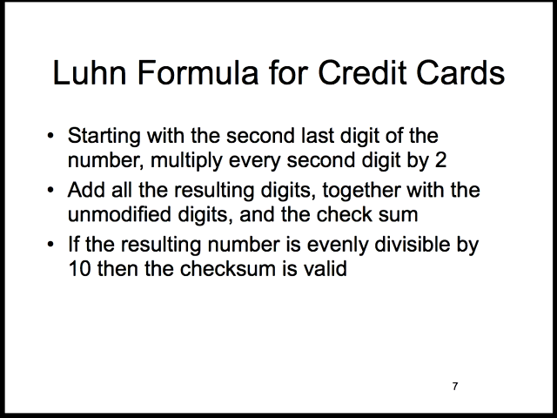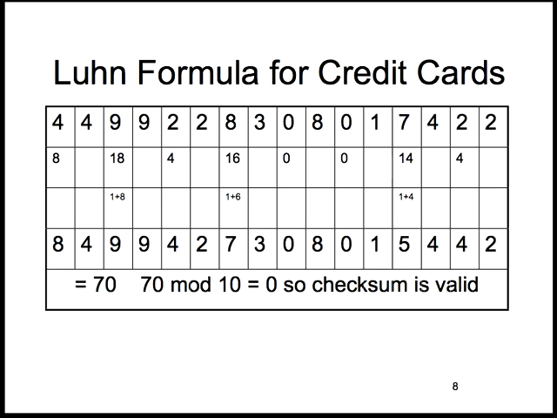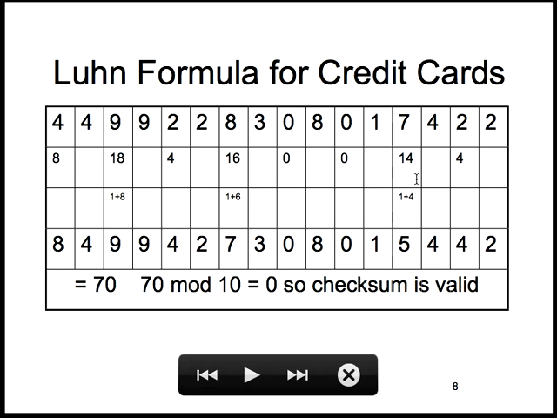And then you add up all those numbers together, all of them, the ones that were modified and the ones that weren't, and then the result should be evenly divisible by 10. So it's easier to look at the maths than it is to actually do it. So every second digit gets multiplied by 2. Okay? So 2 times 2 is 4 here, 7 times 2 is 14, 0 times 2 is 0, 0 times 2 is 0, 8 times 2 is 16, and so on.